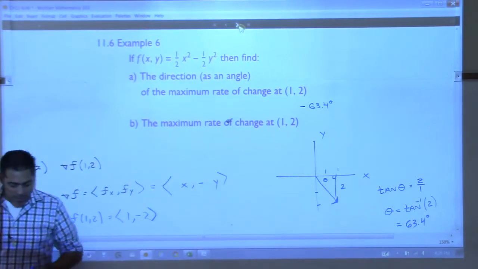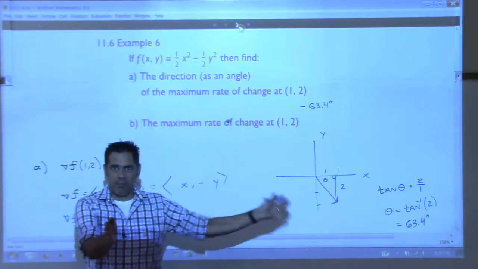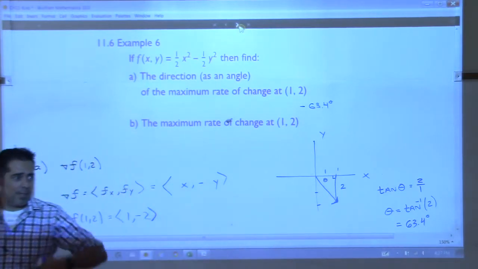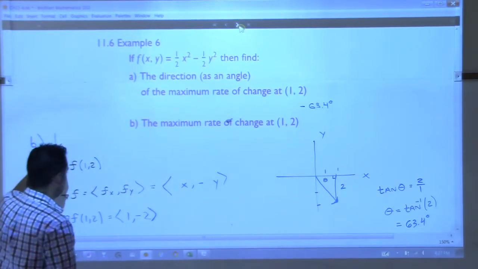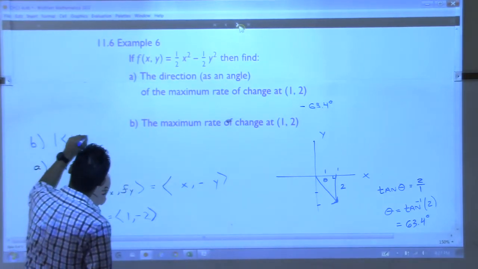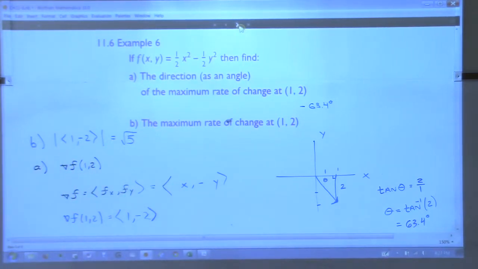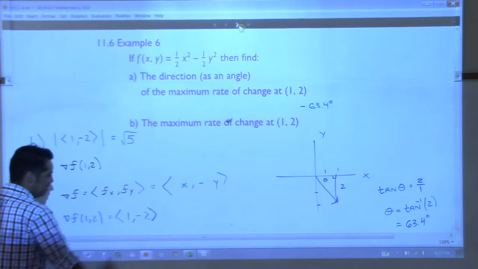Okay, so I walked out 1, went over 2, went up to the surface, x-axis, y-axis. I need to point negative 63.4 degrees and take a step. When I do that, I'm going to get the maximum rate of change. And that maximum rate of change is the magnitude of that vector, which is root 5. Right? Magnitude of that. It's just a coincidence that this is 1, 2, and 1, negative 2. You all understand that? Okay.